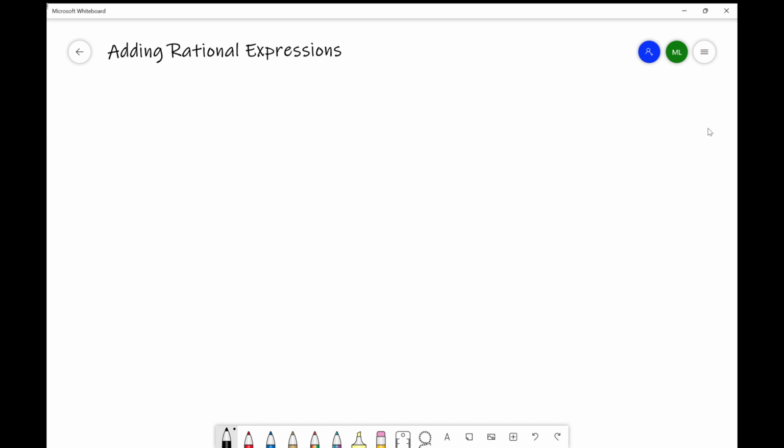Hi everyone, so let's talk about adding rational expressions. If you watched the video on LCM, finding the LCM of polynomials, this might help. Okay, so let's add some polynomials.